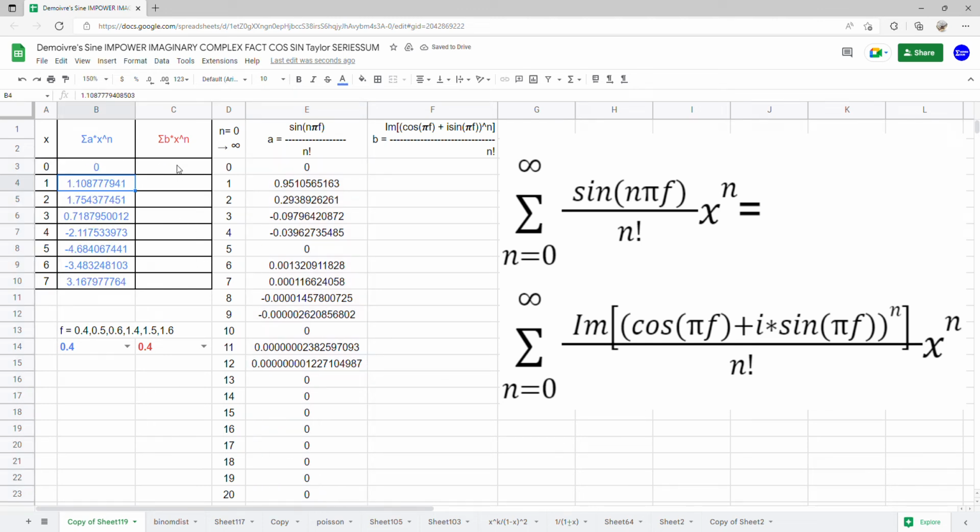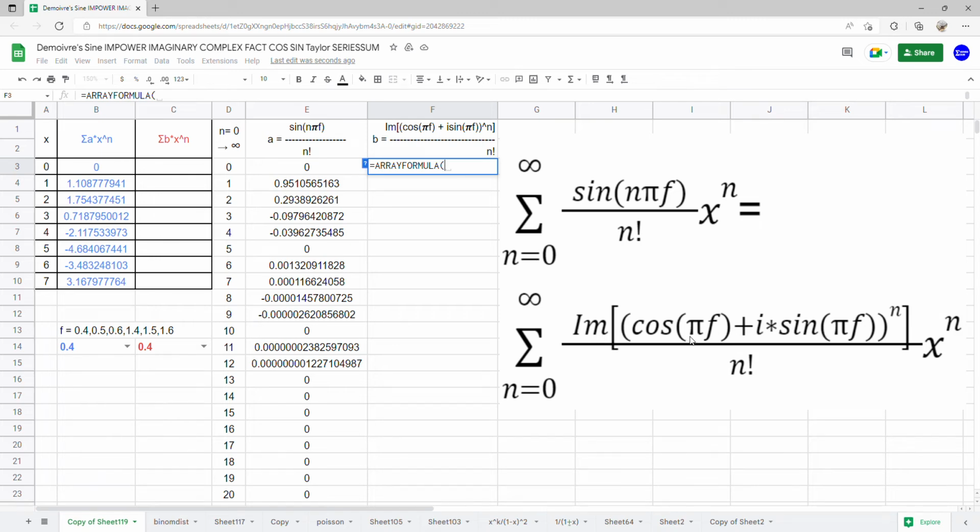And we'll do the same thing for the second, which is the DeMoivre's Taylor series, which is the summation of b times x to the power n, and n is from 0 to infinity. 20 is good enough. And the value of b is equal to array formula. That is, this is the IMPOWER, meaning this complex number raised to the power n.